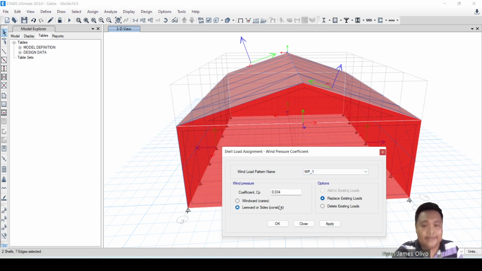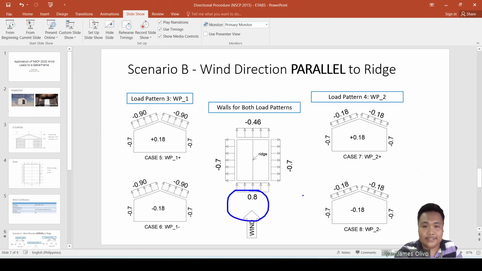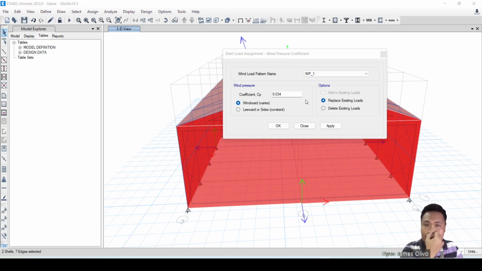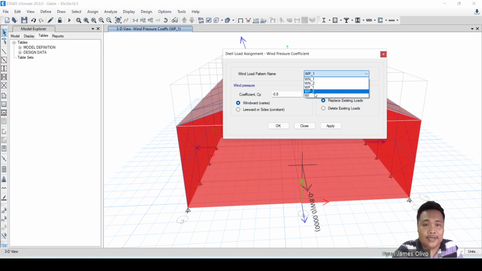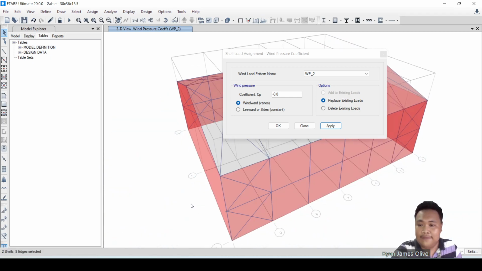Now we consider WP1. Since this is also a windward, and windward is a positive pressure, our windward here is 0.8. So that is negative, since it is opposite the direction of the local z-axis, because we consider the local z-axis as suction or going outside. So negative 0.8. Then click apply. Then also for wind parallel to, click PS, and apply again. Next, let's click this one and this one. So we have selected two shells.